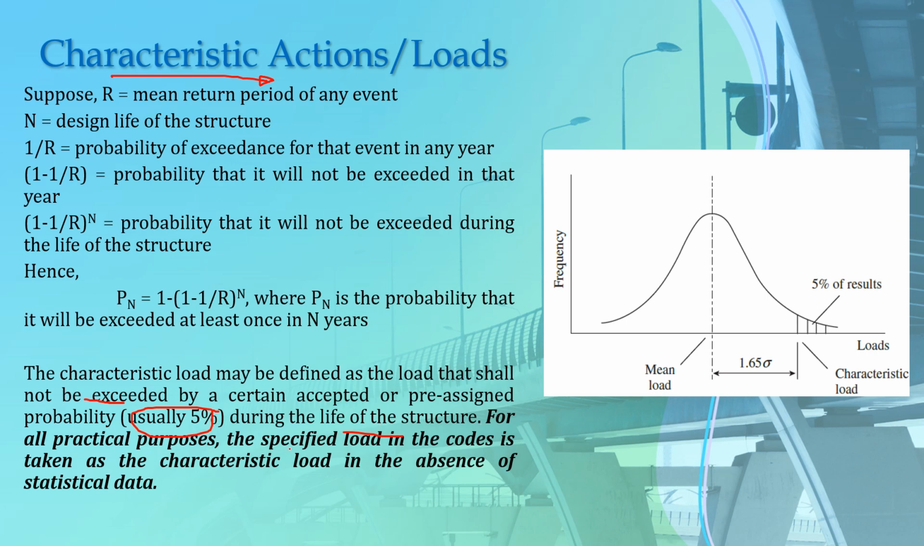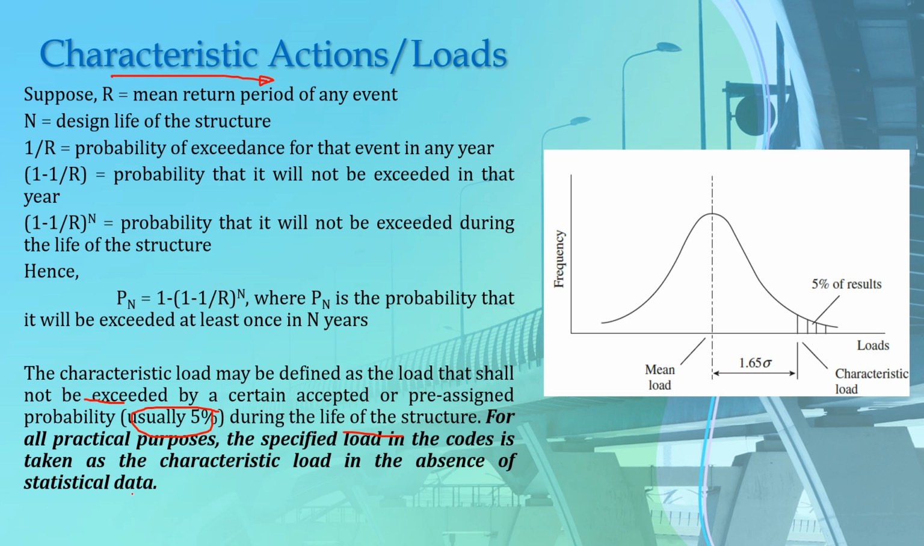And for all practical purposes, the specified load in the codes is taken as the characteristic load in the absence of statistical data. Generally, we have to perform statistical analysis to get the value of characteristic load, but in cases where we do not have a vast amount of statistical data, then we can take the value of the load specified in our codes as the characteristic load.